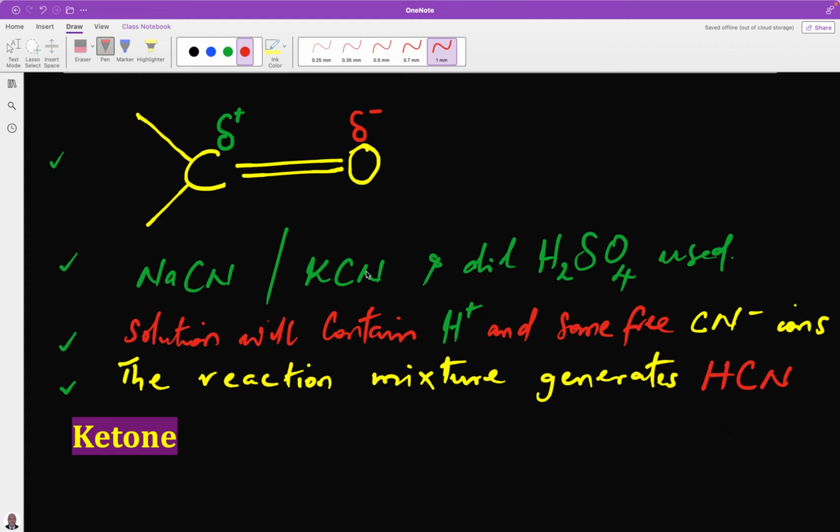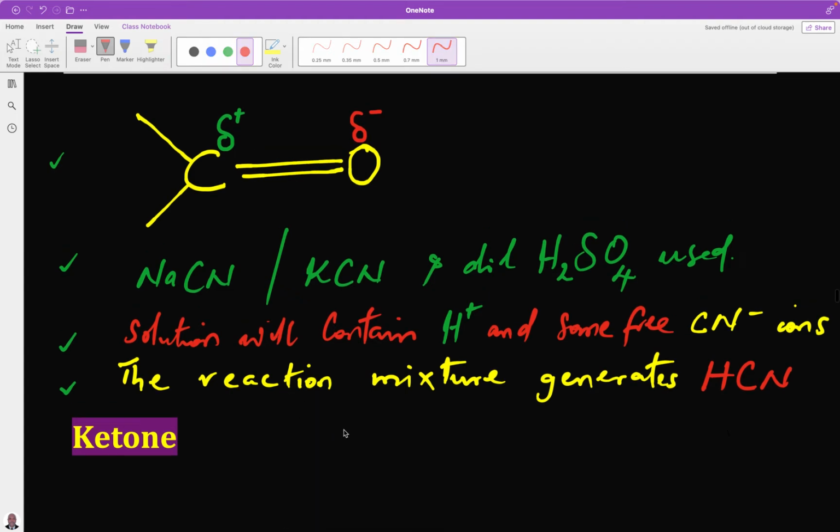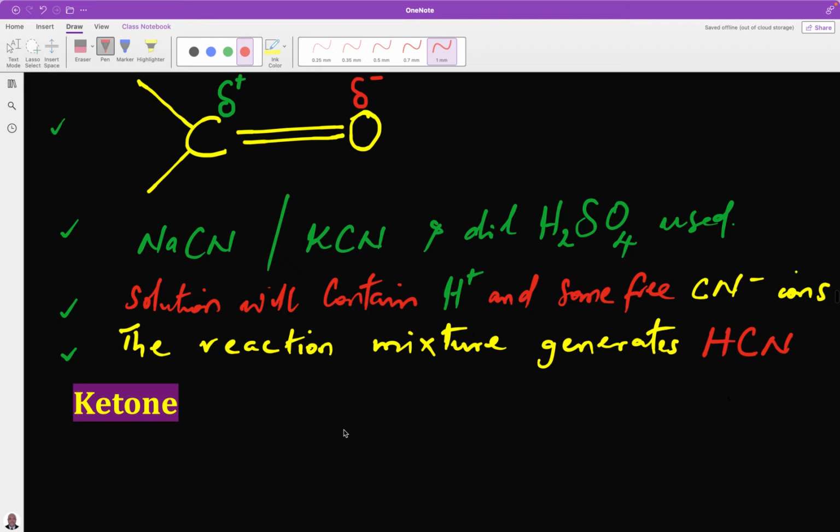Because hydrogen cyanide being used alone is poisonous, this reaction between sodium cyanide or potassium cyanide and dilute sulfuric acid will generate hydrogen cyanide. It is this hydrogen cyanide that we are going to use in our reaction. So this is how the reaction takes place.